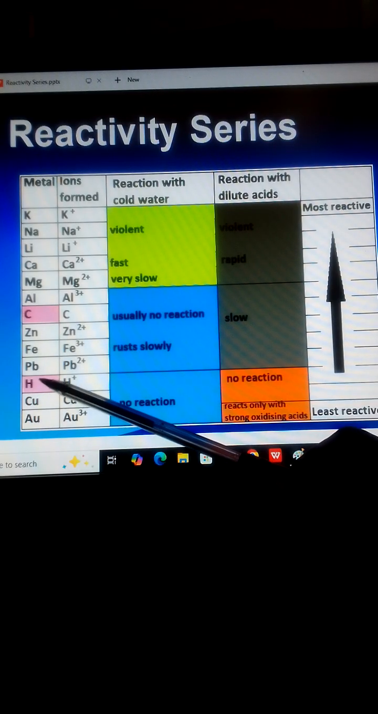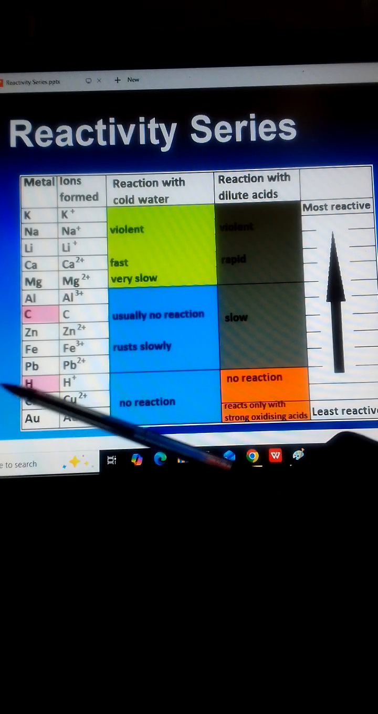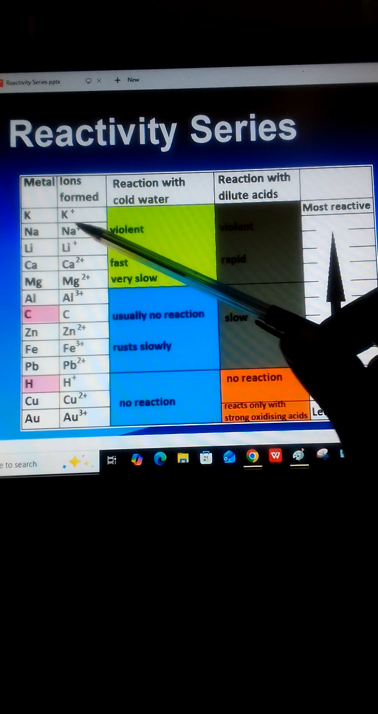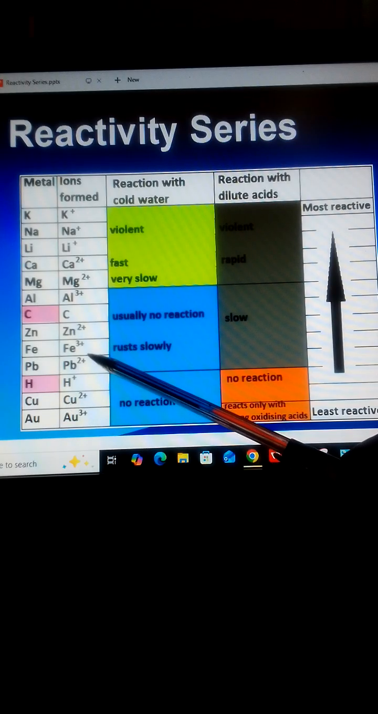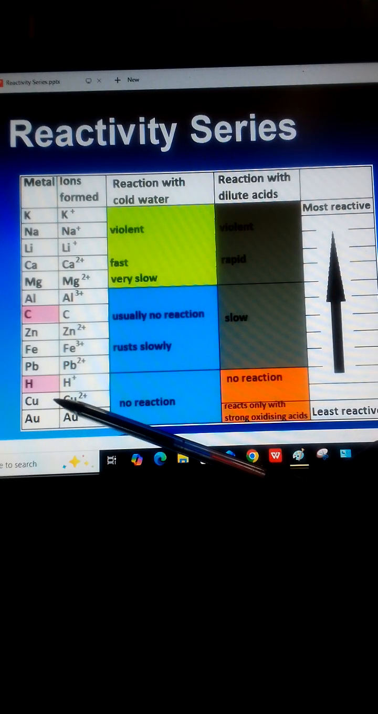Carbon and hydrogen are given just for comparison. So the metals which are high up in the series are more reactive than those which are below. Okay, so it is a chart that shows metals in order of decreasing reactivity. As you go down in the series, the reactivity decreases.